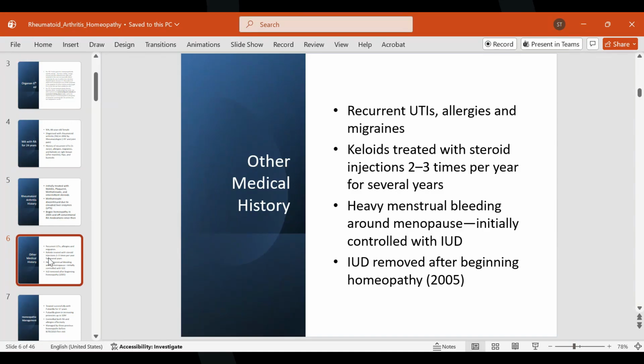She did well with sepia. We tried sepia, a few other remedies, and she's doing better now. But you know, these interventions that they do for birth control and other things, the hormones, I find patients are almost always better off, and it's easier to treat them when they're off those things.